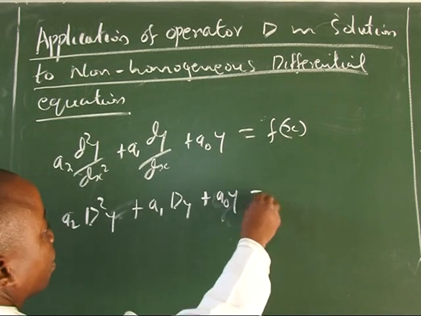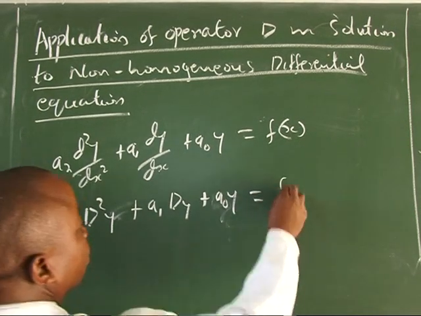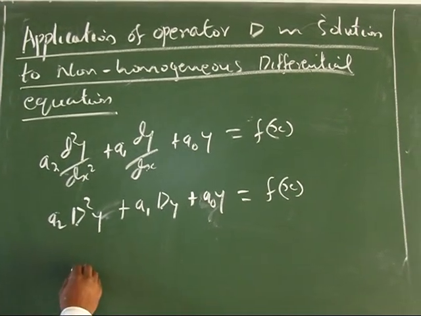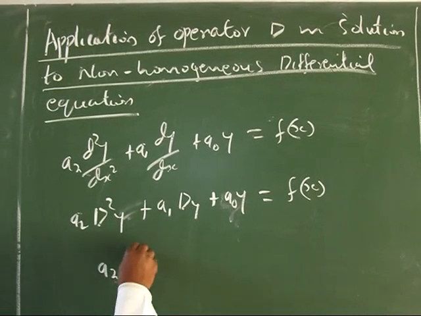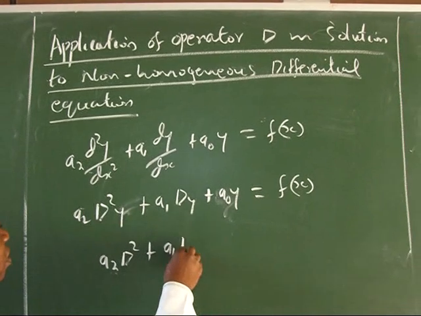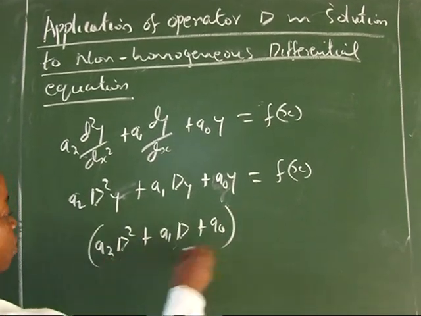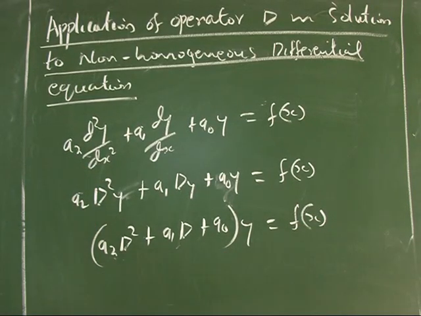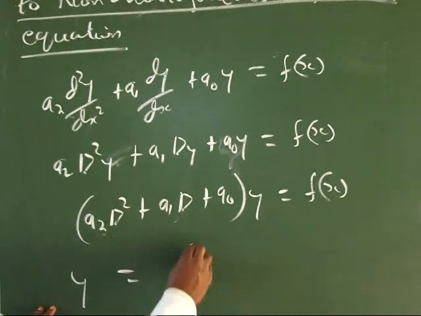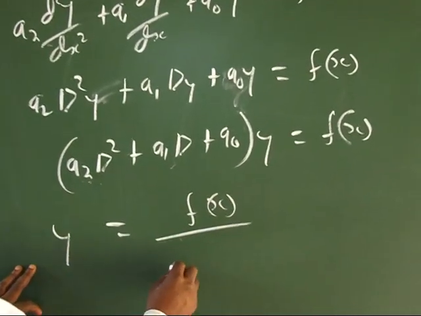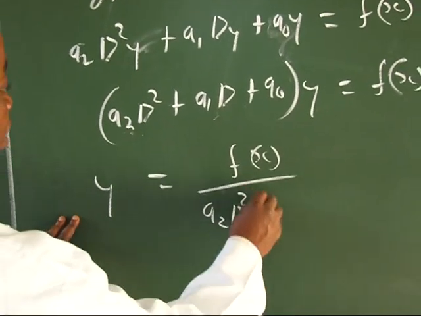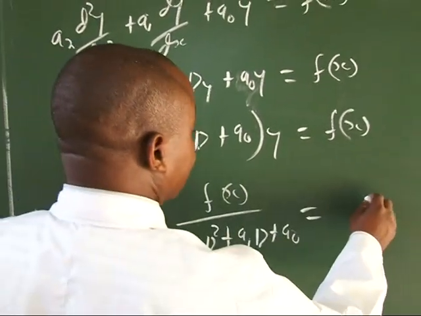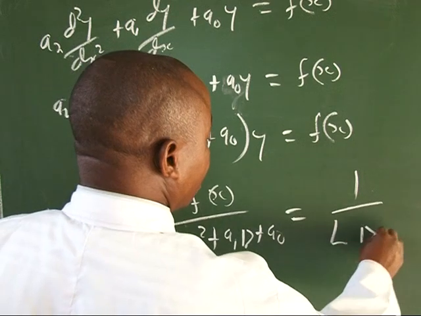Let's put this y is equal to f of x. Now if I factor out y, I will have (a2 d squared + a1 d + a0) y is equal to f of x. Now making y the subject of the formula, I will have that y is equal to f of x all over a2 d squared + a1 d + a0, which I can also write as 1 all over L of d.